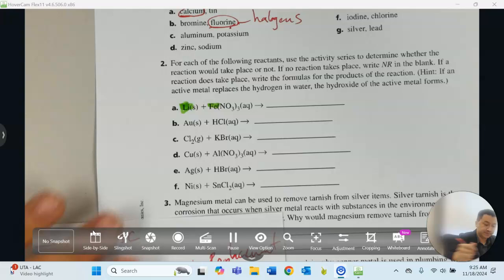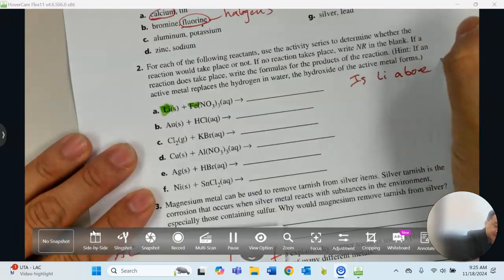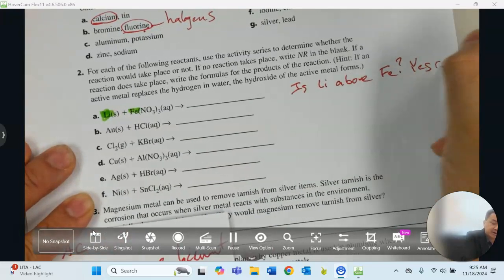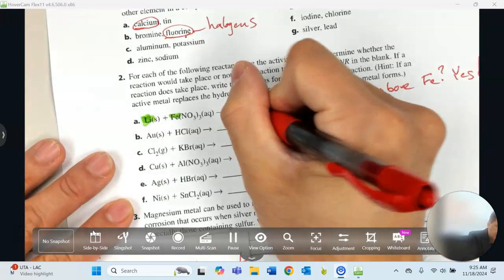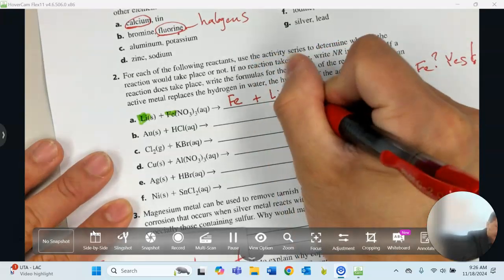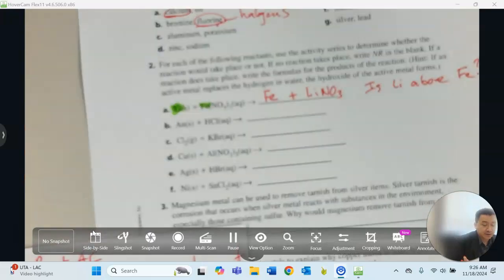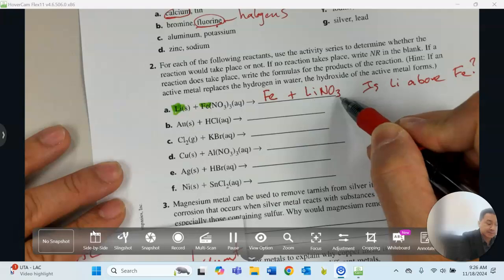So remember, the first question is: is lithium above iron? The answer is yes. So there is going to be a reaction, and the reaction will take out iron. Iron is now lonely all by itself, and the lithium is now bonded to the nitrate. That's the equation for it. Li is +1, NO3 is -1, so they balance out.